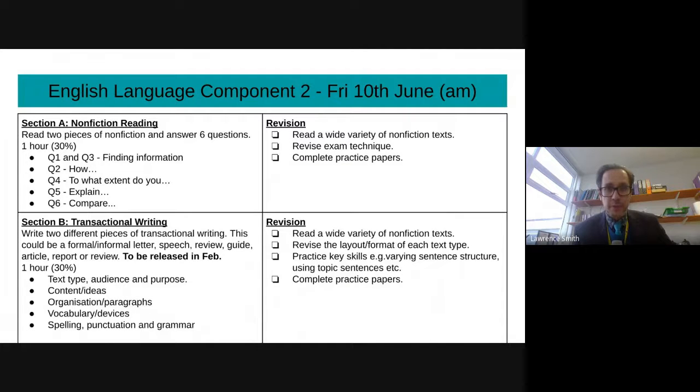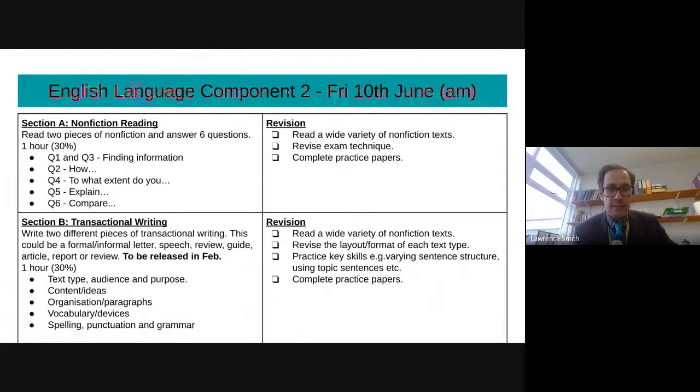English language component 2, which is the later exam, is also split up into 2 sections. They have to read 2 pieces of non-fiction and answer 6 questions. We advise students to spend about an hour on that as well, and we usually teach students to break it down into 3 20-minute chunks.